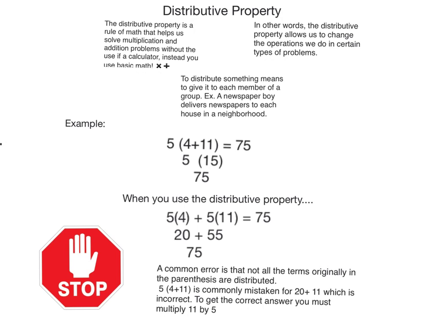A common error is that not all terms originally in the parentheses are distributed. 5 times, in parentheses, 4 plus 11 is commonly mistaken for 20 plus 11, which is incorrect. To get the correct answer, you must multiply 5 by 11.